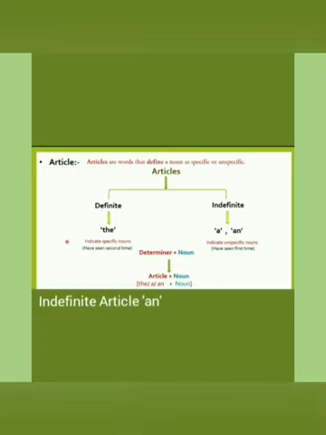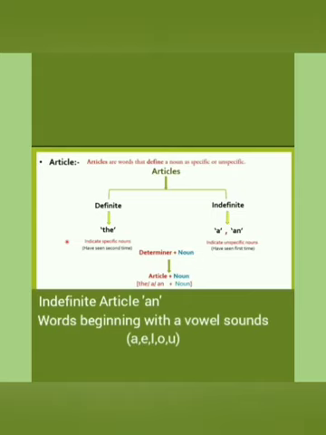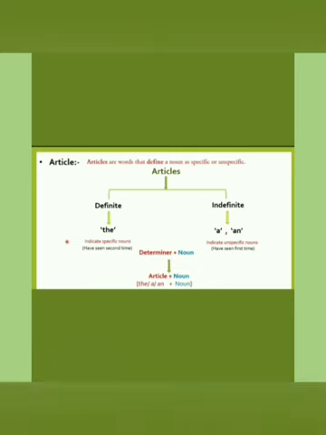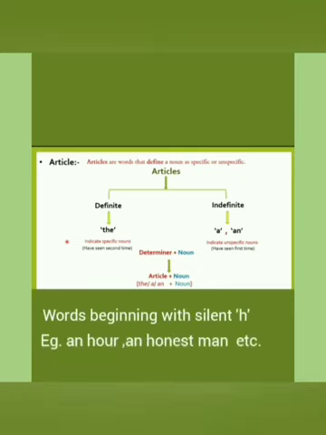Indefinite article an is used before words beginning with vowel sounds. An elephant, an orange, etc. Second, words beginning with silent H. Example, an hour, an honest man, etc.